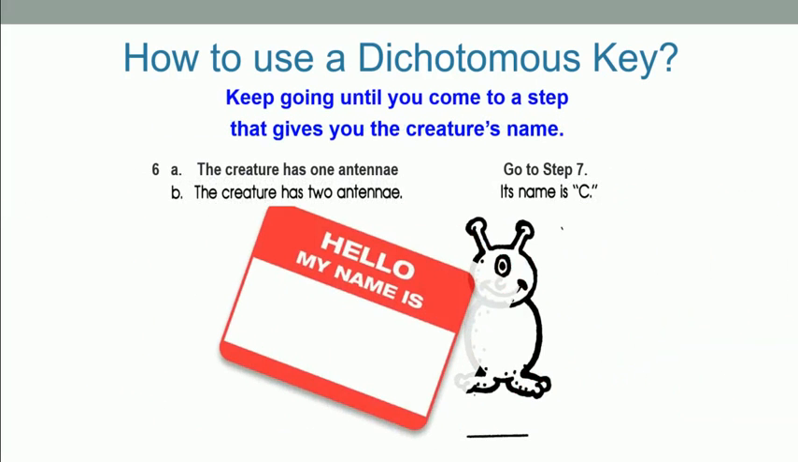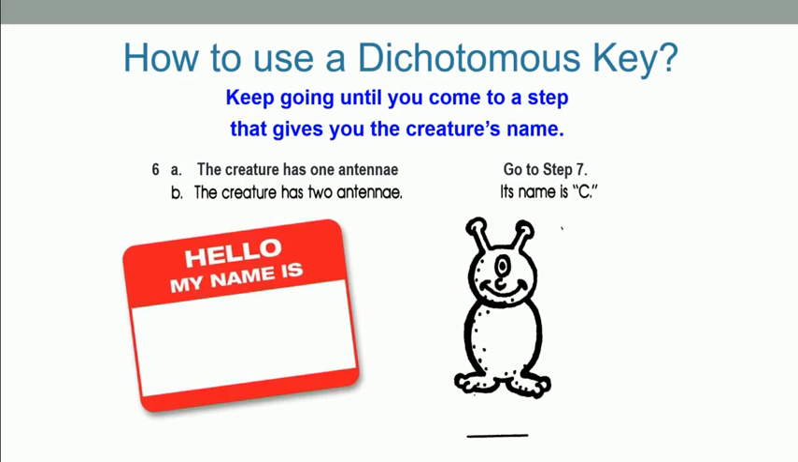Now in step number 6, we see that the couplet has two characters. The creature has one antenna, or the creature has two antennae. As in our example, the creature has two antennae, that means the name of the organism is C. Okay, so we have correctly identified the organism using the dichotomous key.